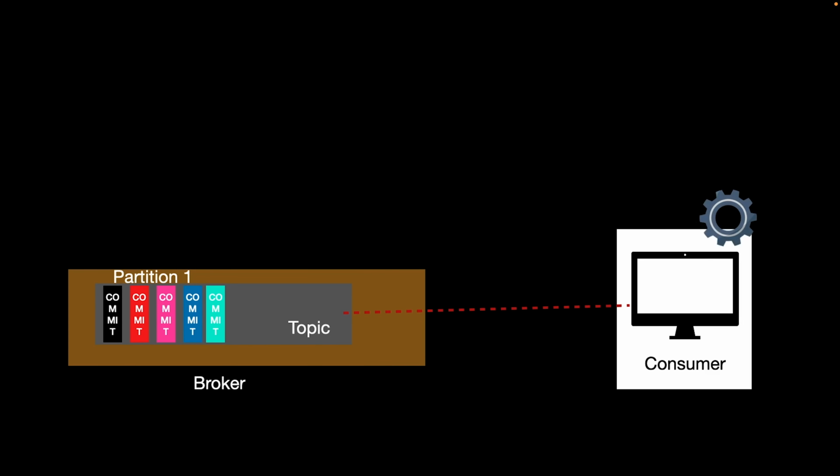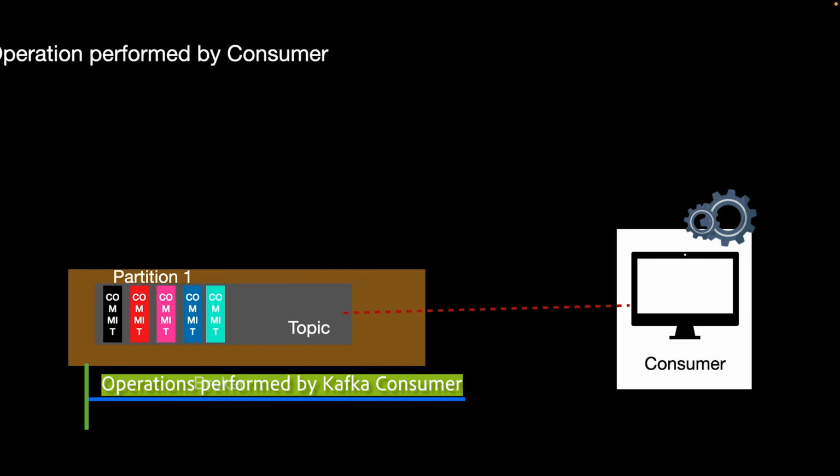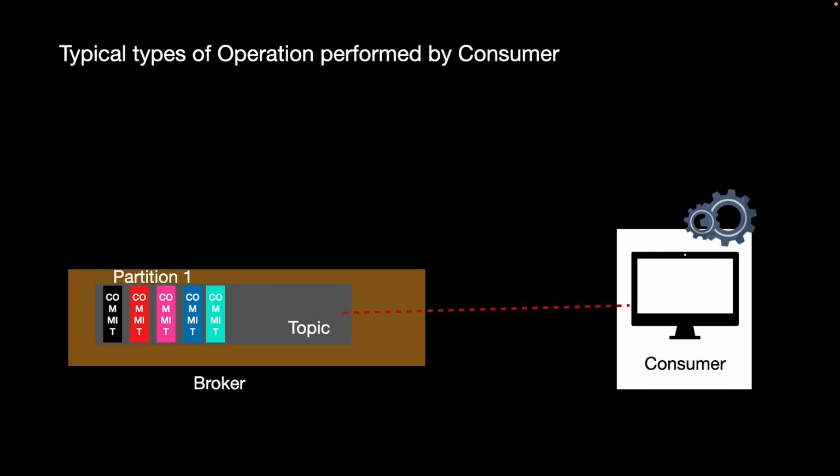So the Kafka topic will contain a group of messages that are appended in a log file, and there will be a consumer that is performing operations by consuming these commit logs. This consumer of the Kafka topic performs various types of operations on the consumed messages. So these are the typical operations that the consumer performs after consuming the messages from the topic.